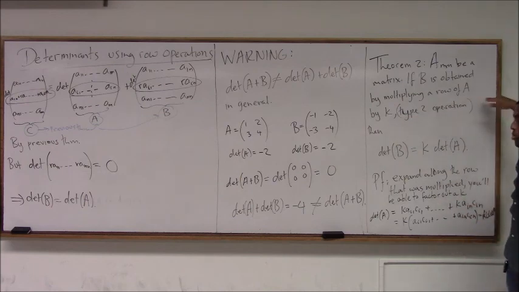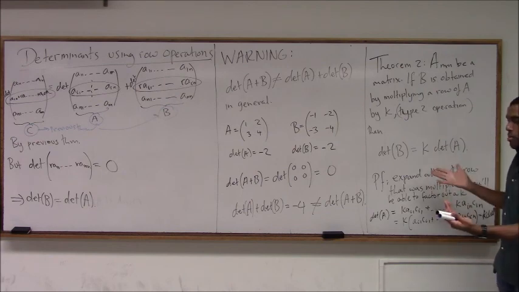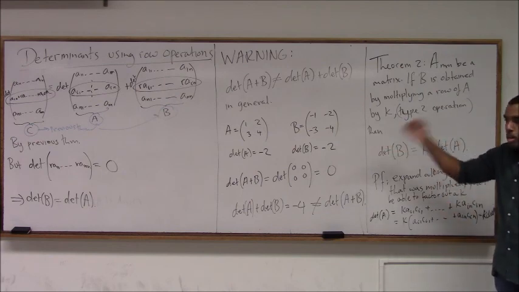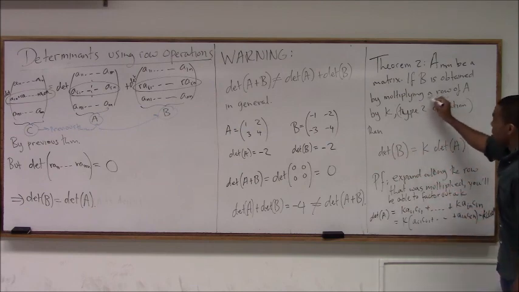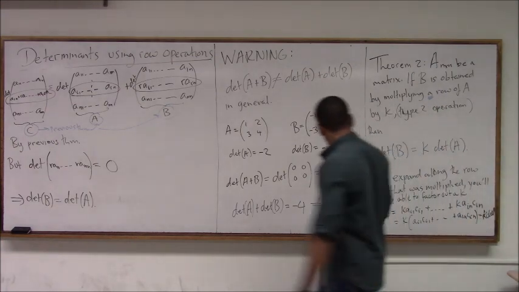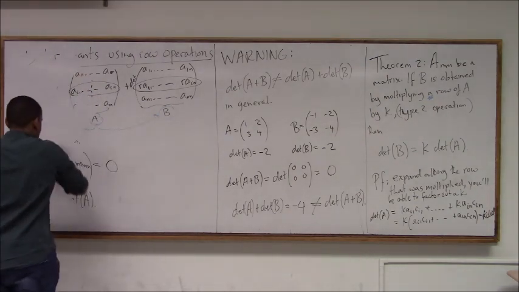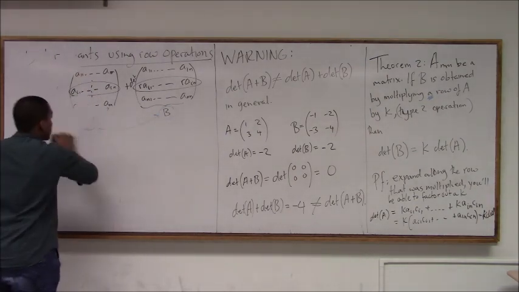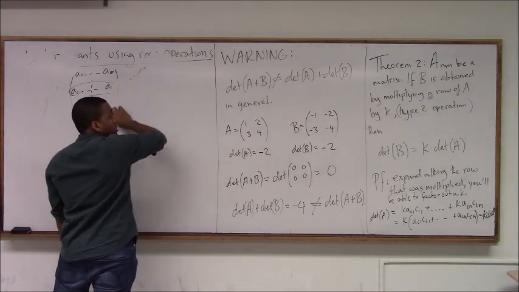So if I multiply a row by a scalar, the determinant itself gets multiplied by that scalar. If I have a matrix and I do a type 2 row operation on it, multiplying just one row by a scalar, the determinant will be multiplied by that scalar. Professor? Yes? Can you do an example on theorem 2?